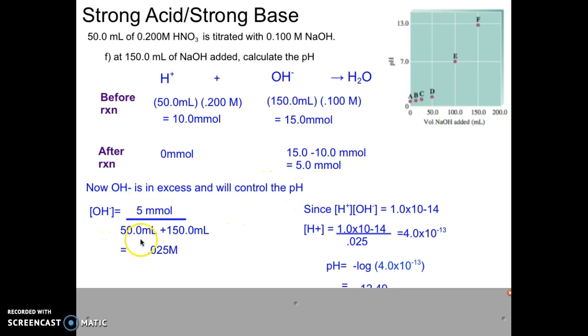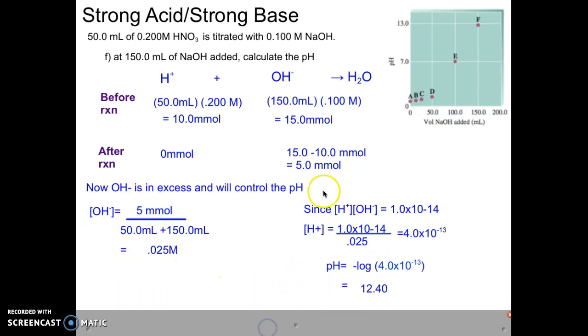Now the OH is in excess, and when the OH is in excess, you will notice that you have to find the concentration of OH, and you have to calculate the pH. In this case, I used the KW equation to get to the pH, but you could go the other way too. You could find the pOH and then subtract from 14. That would work as well, okay?